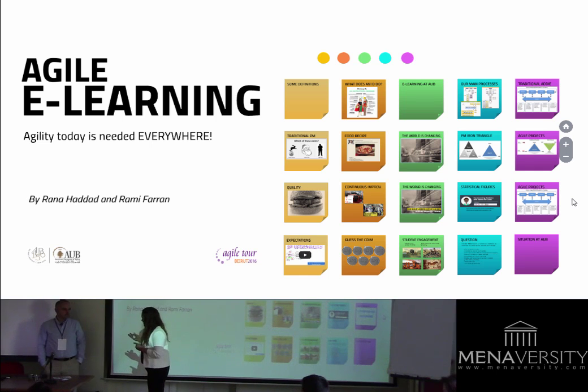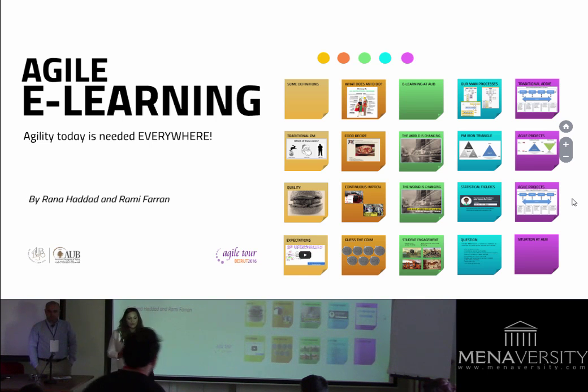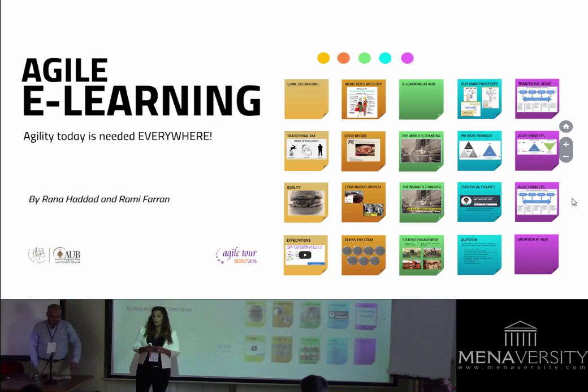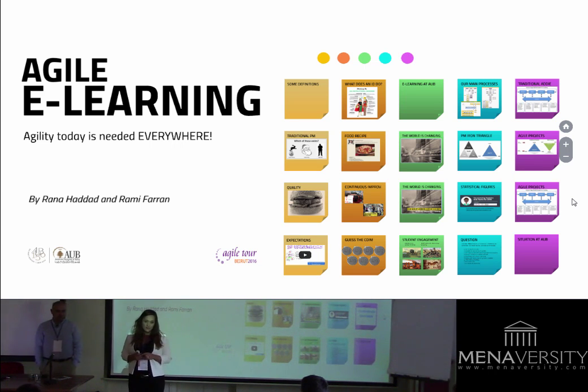This is Rami Farran. He's the director of the IT academic services at AUB and also the director of the development team in the Office of Information Technology. He has a background in software architecture and has been working on agile models and processes since 2007. That's almost 10 years. I didn't know you were that old, Rami. And he's also my boss. So.